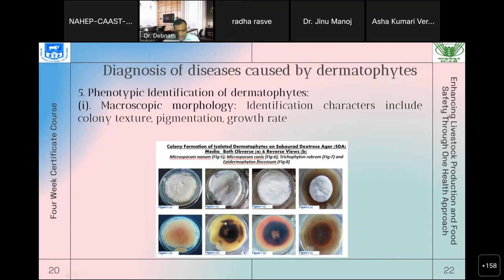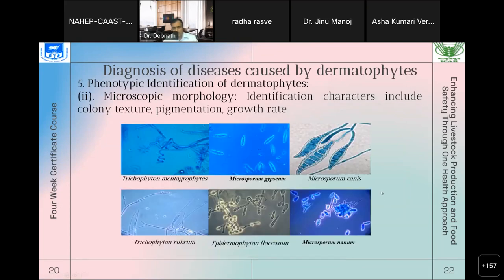And the yellow color, this kind of brown center as well as the yellowish tinge outside, is indicative of Microsporum canis. Again, this kind of furrow in the front view, you can see these kinds of lines. This furrow is indicative of Epidermophyton floccosum. So these are the many criteria that guide you to reach a definite conclusion about the identity of the isolate that you have with you.